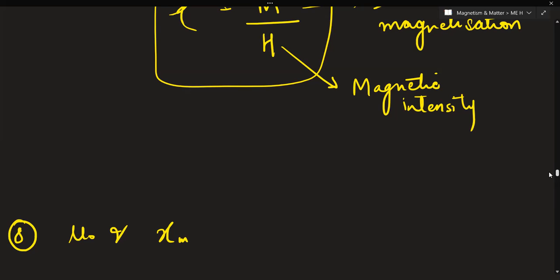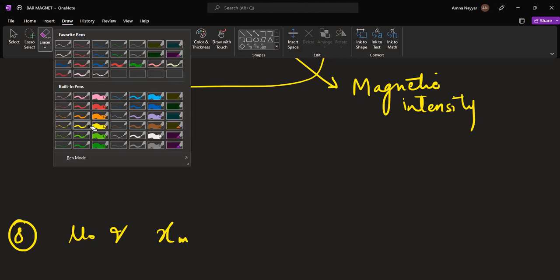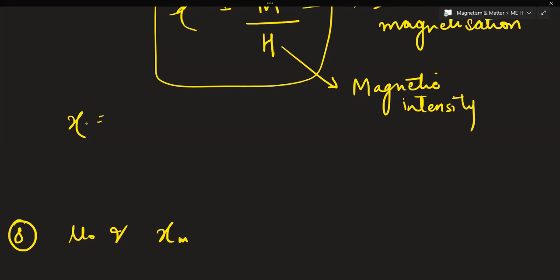Since it's the ratio of quantities that have the same units, both of them have the units of ampere per meter. So ampere per meter divided by ampere per meter makes it unitless.